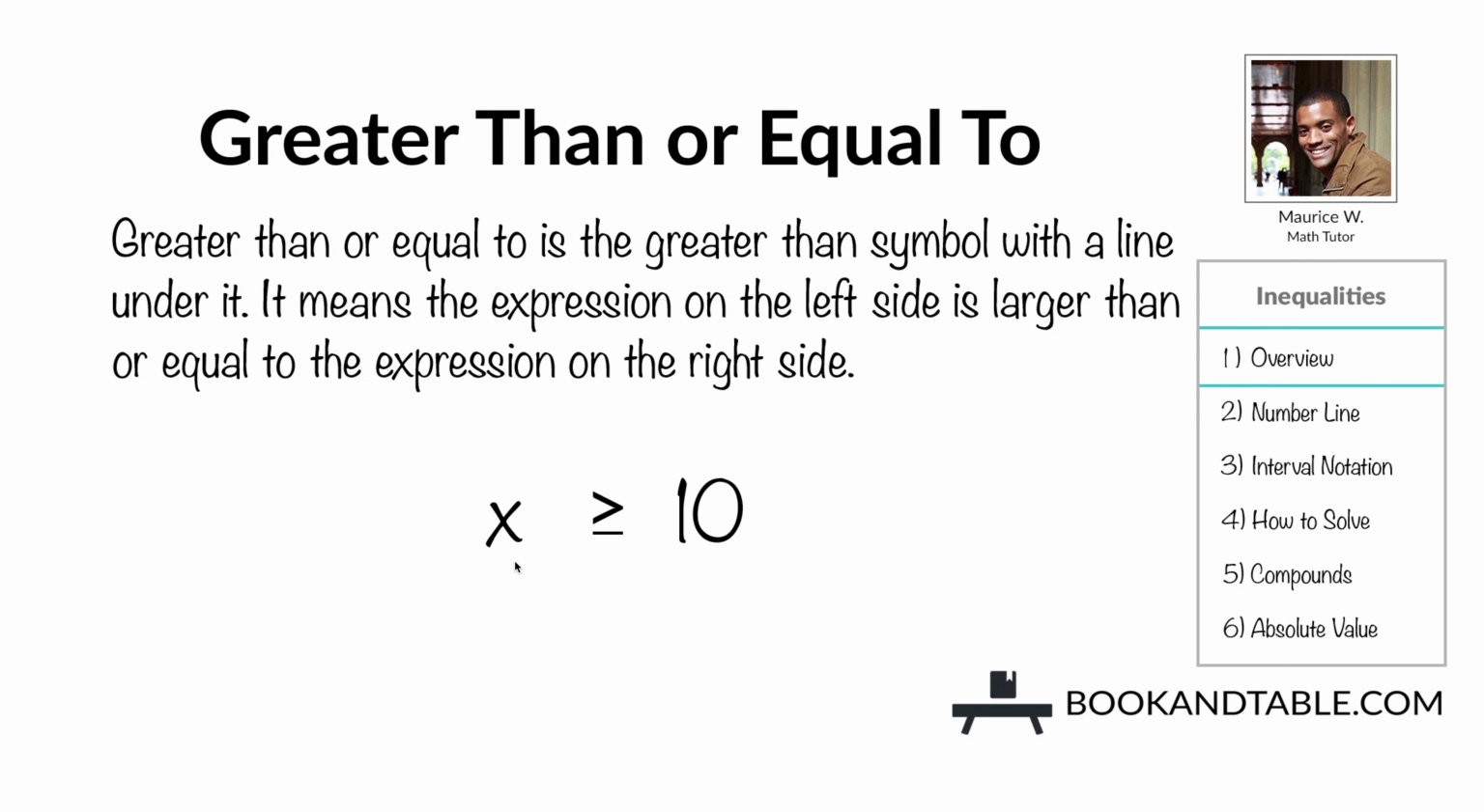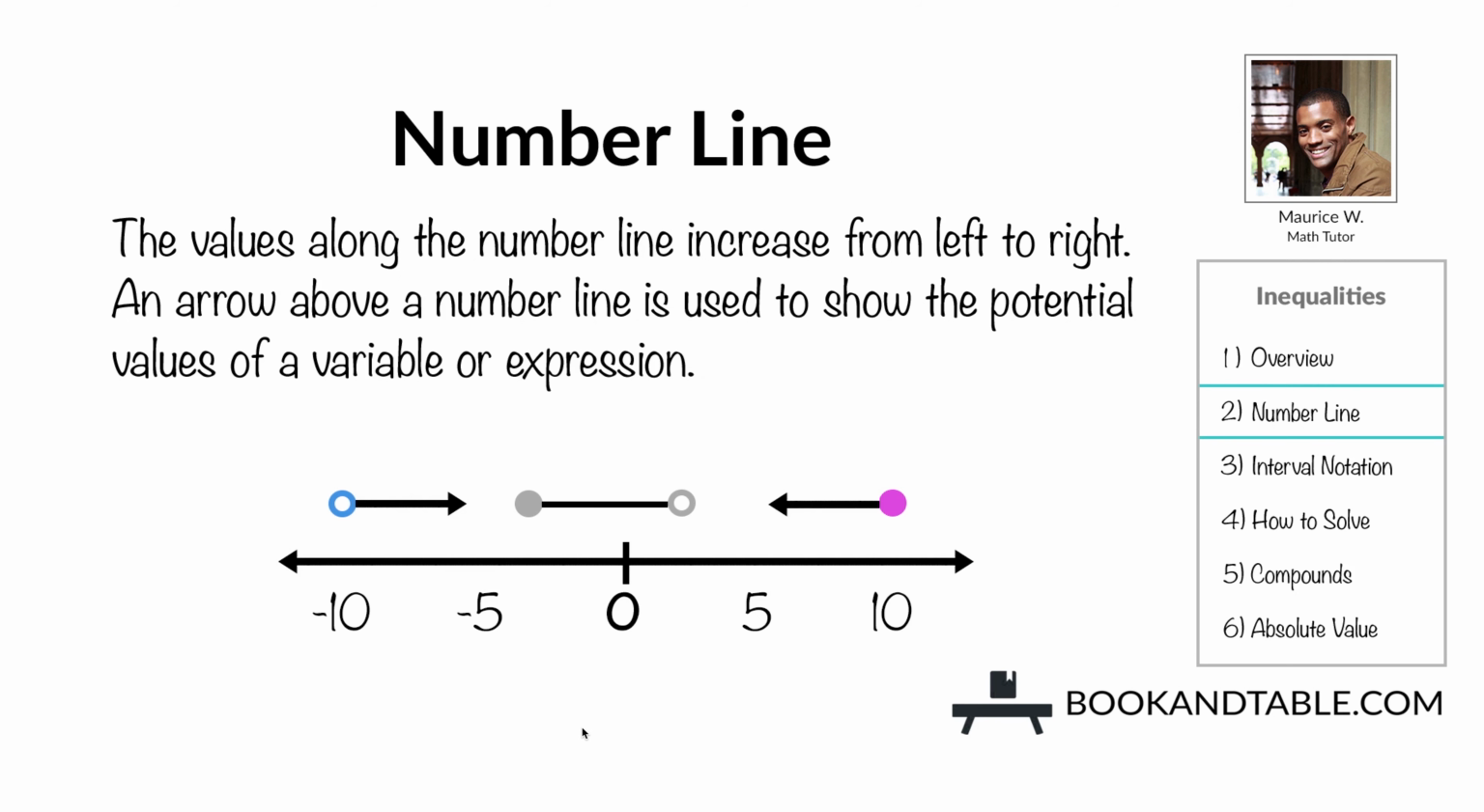And again, you can include a variable. So x has to be 10 or larger in this inequality. And again, we cannot have a smaller value on the left side of this symbol because 7 is not greater than 10. Now, the next thing I'd like to discuss is the number line.